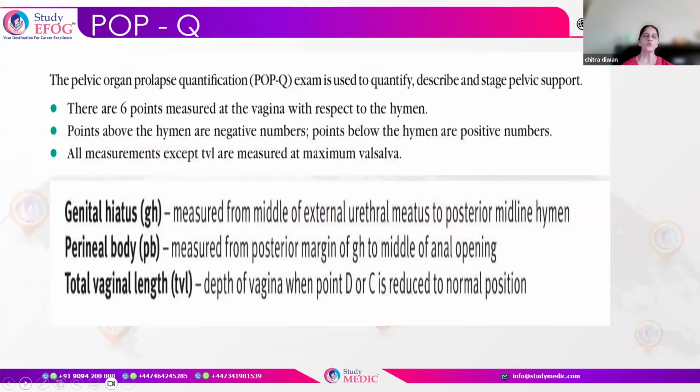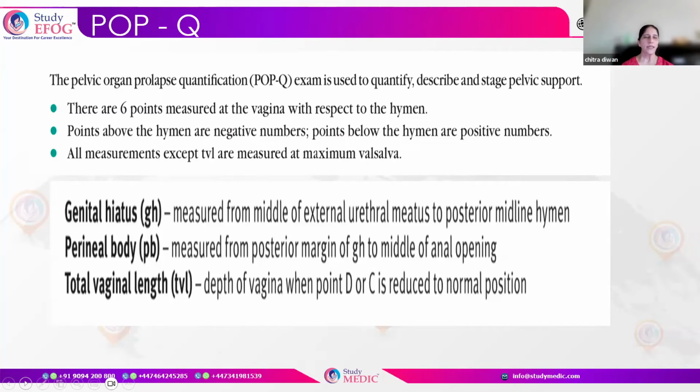Next, let us come to pelvic organ prolapse. In this, you have to know this POPQ system. Remember, in this, there are 6 points measured in the vagina with respect to the hymen. Points which are above the hymen are negative numbers. Points which are below are positive numbers. And all the measurements, except the total vaginal length, are measured at maximum Valsalva.